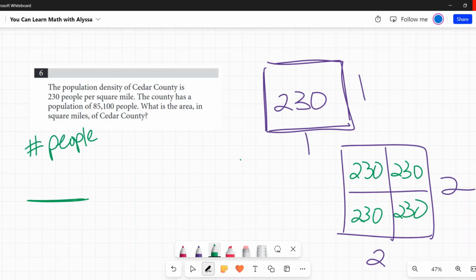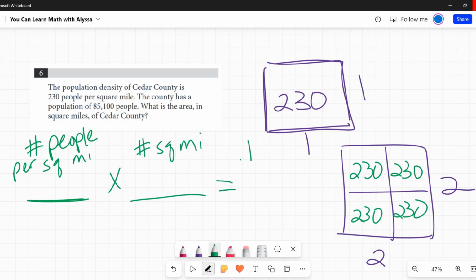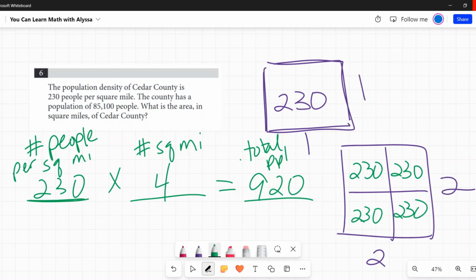in each square mile. I'm just going to write that as number of people per square mile, abbreviating a little bit. And since there are 4 square miles, I would multiply by the number of square miles. There's 4 of those. And I would get my total number of people right there. So in this case, that would be 230 per square mile times 4 square miles, which would give me 920. And there would be my total people.